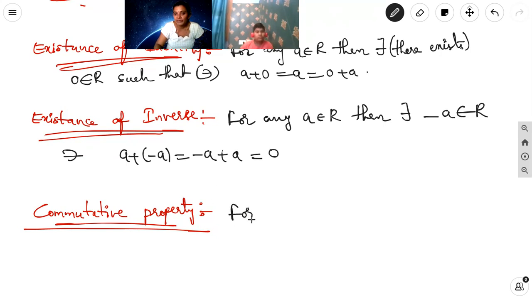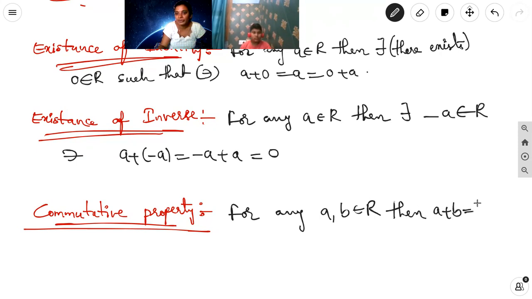Commutative property. For any a, b belongs to capital R, then a plus b equals b plus a. This is the commutative property. If any two elements belong to a set, to check whether it satisfies the commutative property or not, just check the rule a plus b equals b plus a. If both are the same, then that set satisfies the commutative property.